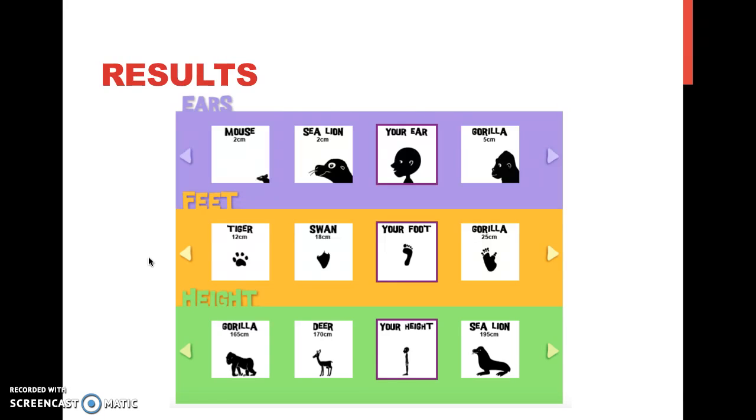So as you can see, the size of my ears fell between a sea lion and a gorilla. My feet were between a swan and a gorilla's foot. And then my height was between a deer and a sea lion. So a common thread I'm seeing is the sea lion and gorilla are near my statistics.